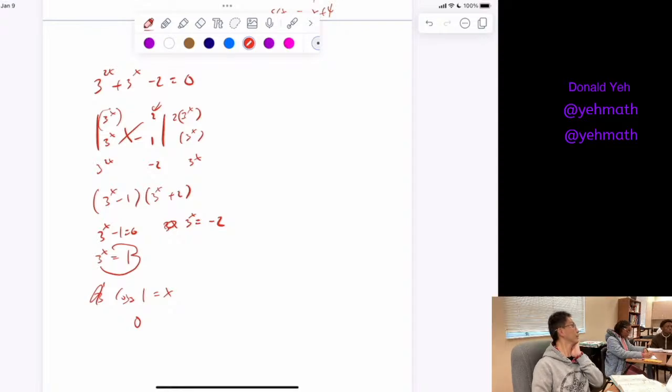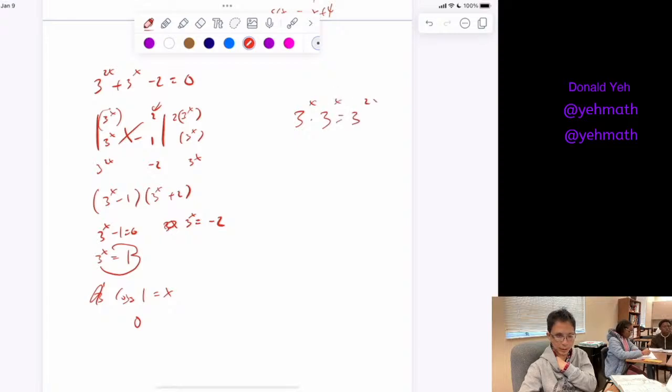Charlotte, you got it? No, like, when you factored the 3 to the 2x, why did you put 3 to the x and 3 to the x? Because 3 to the x times 3 to the x is 3 to the 2x. They add. It's exponential.